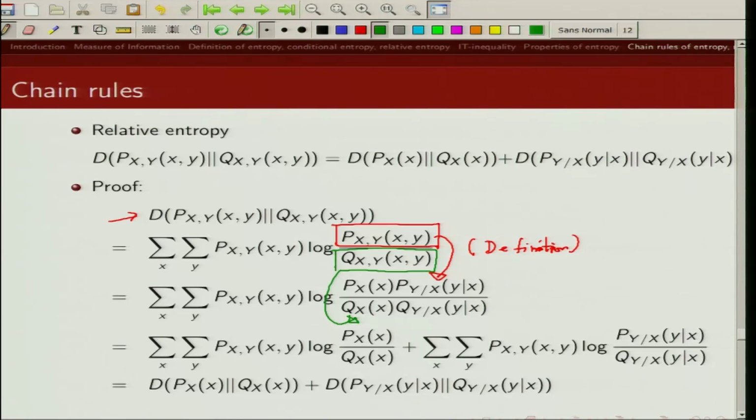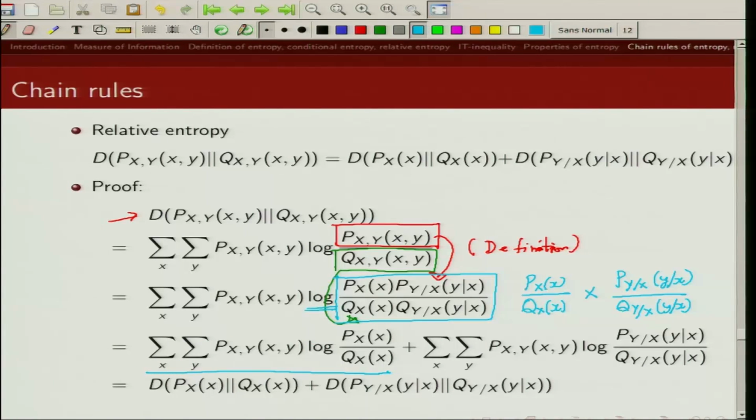Now I will separate these two terms. I can write this as p of x, q of x, multiplied by p of y given x and q of y given x, and there is a log here. So it is log of a into b, which will be log of a plus log of b. So this is my log of a term and this is my log of b term.